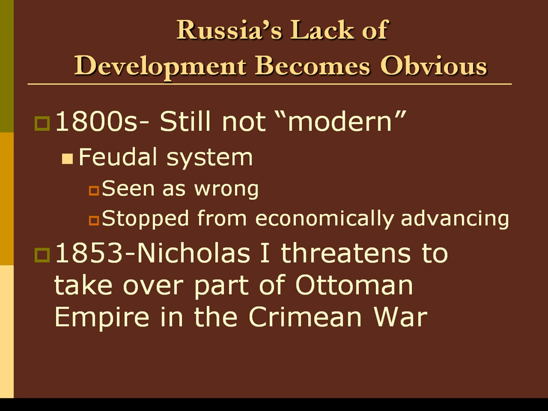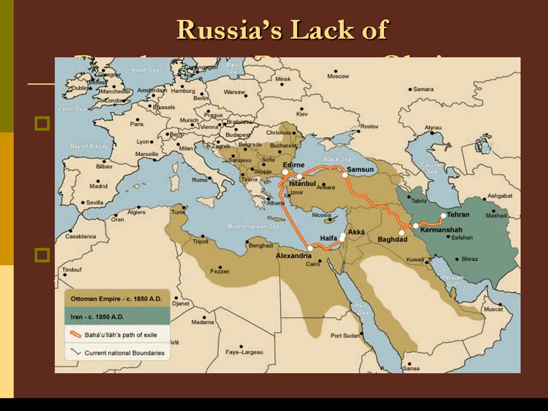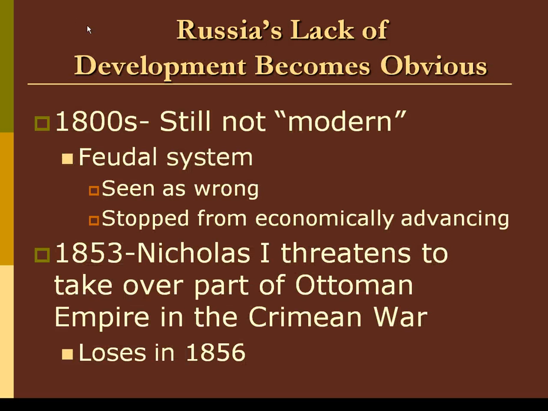And this lack of development became even more obvious in the mid-1800s when Tsar Nicholas I threatened to take over part of the Ottoman Empire. And the part that they were trying to take over was an area to allow Russia to have more warm water ports. This did not turn out well for the Russians, as they lost in 1856 against a weakening Ottoman Empire. And this was a really bad move for Nicholas I, as it kind of showed the rest of the world that big bad Russia couldn't take on this weakening empire.